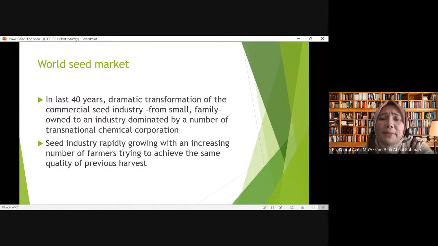And then it is rapidly growing. So with an increasing number of farmers trying to achieve the same quality of previous harvest, macam-macam lah dia membantu lebih banyak farmers ni yang cuba untuk mendapatkan hasil yang sama lah bagi dia punya harvesting crops dia.